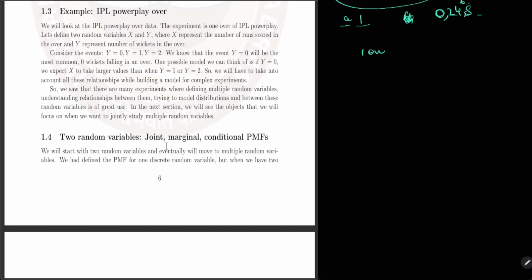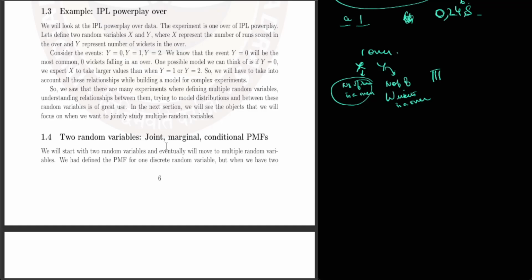We have one over, and X and Y are random variables. X represents the number of runs scored in the over, and Y represents the number of wickets in the over. Okay, consider events Y equal to 0, Y equal to 1 and Y equal to 2.